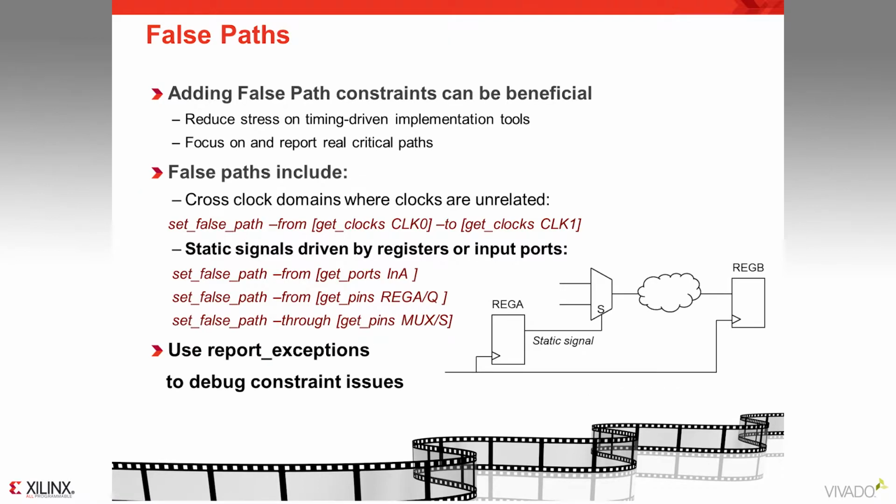False path constraint is an exception constraint that can be very beneficial. It allows the tool to focus on real critical paths in the design. With the false path constraint, you can not only disable analysis of cross-clock domain paths in which the clocks are synchronous, but also the analysis on paths that are driven by static signals. Use the command report exceptions to debug and validate issues with false path constraints, if any.